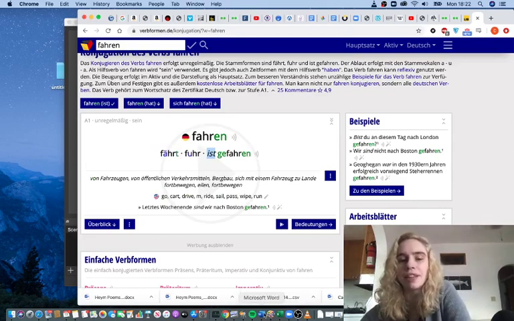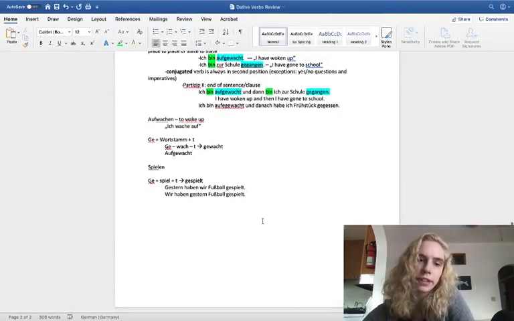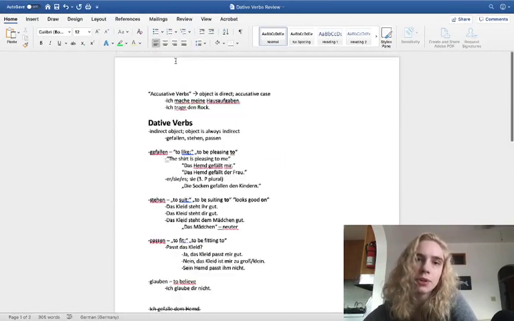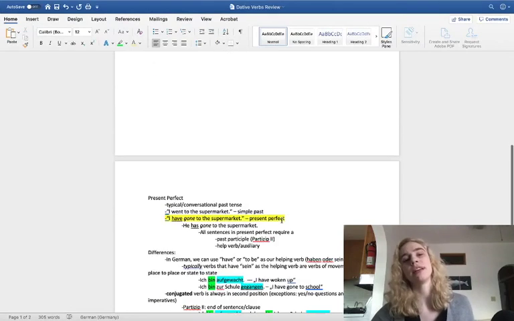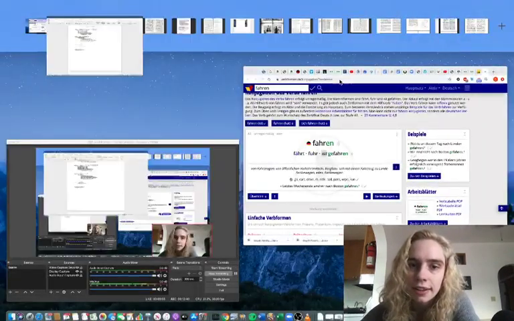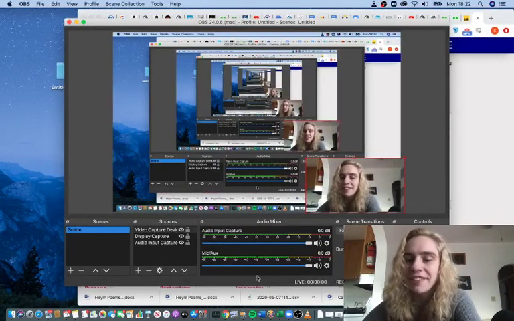Unfortunately, again, this will have a lot of rote memorization, but hopefully this is pretty straightforward, and I'm going to put up the notes for this and for the dative verbs in the class Google Drive. Und ich wünsche euch wieder viel Erfolg.